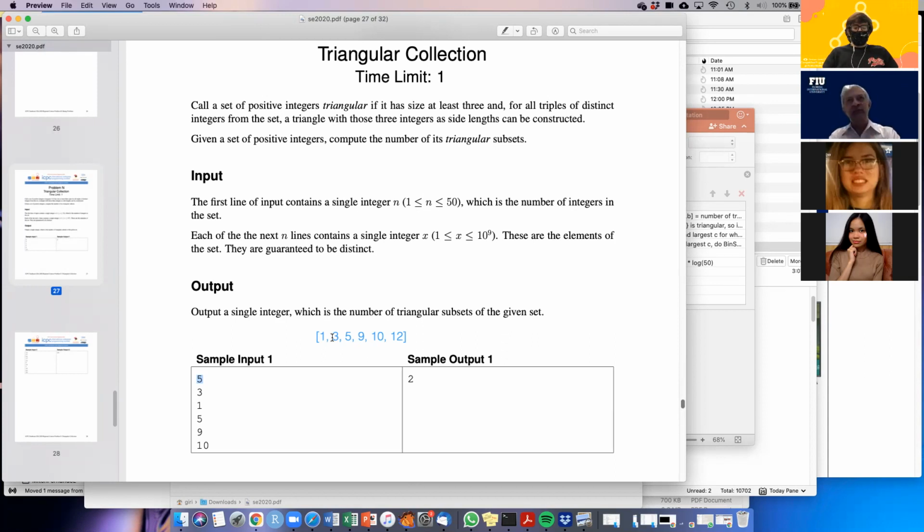So in this case, the right answer would be with 1, 3, you didn't get anything. With 1, you didn't get anything. With 3, you got something with 3, 9. In fact, you got 3 sets with 3, 9. And then with 5, 9, again, you got 3 sets. And then with 9, 10, you got 1 set. So the right answer is going to be 3 plus 3 plus 1, which is 7.